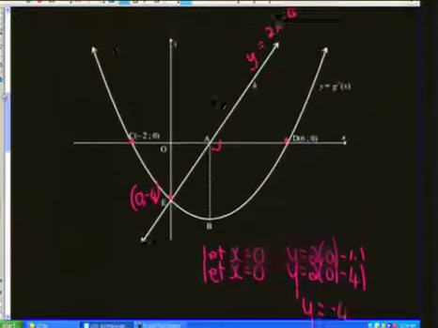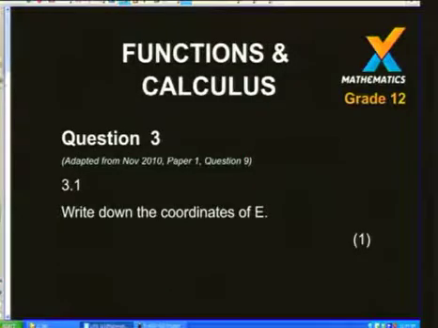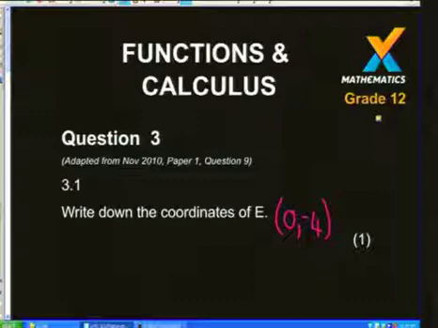Right, let's read on. I think it might be on the next page, so I'll just go to the next page. Yes, it says write down the coordinate of E, so I've sort of preempted the story. Remember, the coordinate of E was 0, negative 4, which I worked out in the previous one. Remember, again, if it says the coordinate, make sure you write the coordinate.